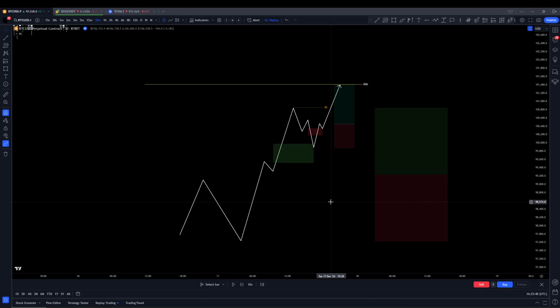From a daily perspective, we're bearish. From a 30-minute, 15-minute perspective, we're bullish. So it's about finding the value. Let's have a look at the actual chart.